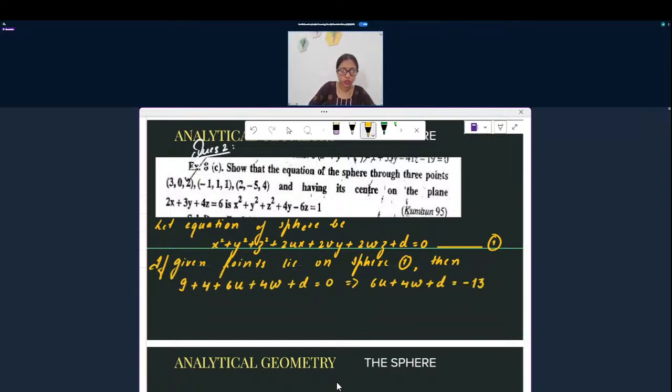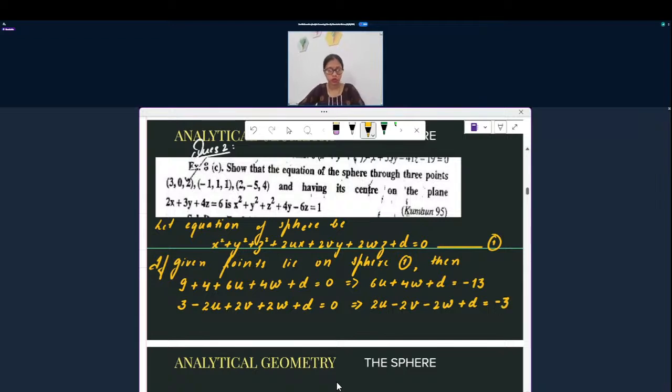Next, minus 1. So 1 plus 1 plus 1, 3, minus 2u plus 2v plus 2w plus d is equal to 0. It implies 2u minus 2v minus 2w plus d is equal to minus 3.